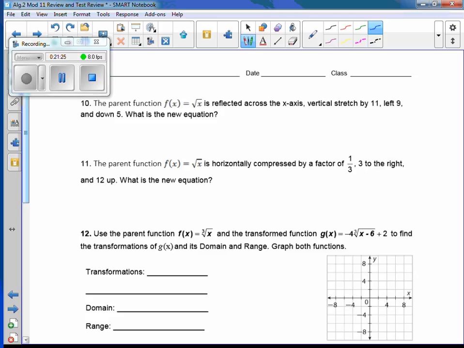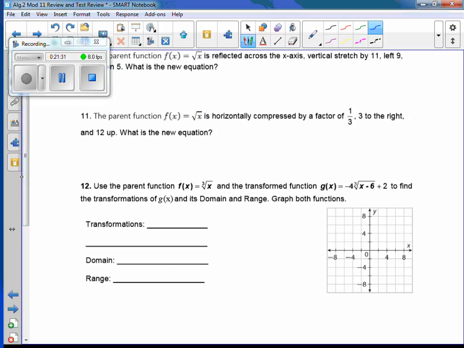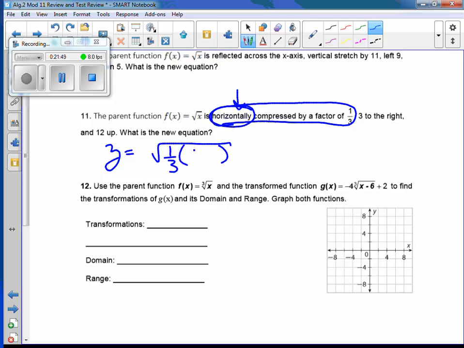All right, here, let's try 11. Okay, so it says the parent function y equals the square root of x is horizontally compressed by a factor of 1/3. Okay, so if we fill that in, now remember that anything that has to do with horizontal transformations goes underneath the root, goes underneath here. So I'm going to put that 1/3 right here. And so now let's look at the other part. It says it goes 3 to the right. So that's going to be x plus 3 or minus 3. Okay, it's going to be minus 3.